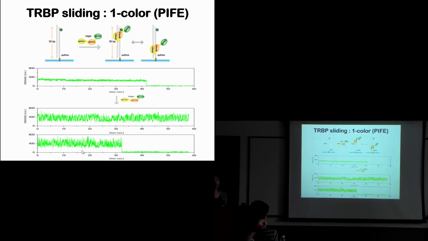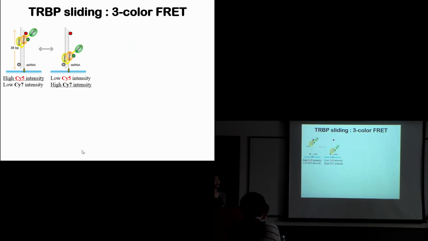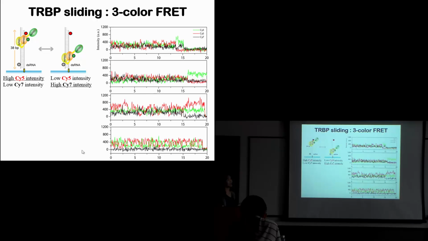Yeah, so the same thing can be shown in this one-color assay. We can even go into a 3-color assay. We had to do this to satisfy the reviewers' complaints. So in this case, we have 3 colors. We have 2 acceptors at both ends of the RNA, right? This is acceptor 1, this is acceptor 2, and the protein is labeled with the donor. So this is really to show that the protein is indeed moving from one end to the other end. So 3-color FRET is very messy, as I'll show you. It's almost impossible to interpret.